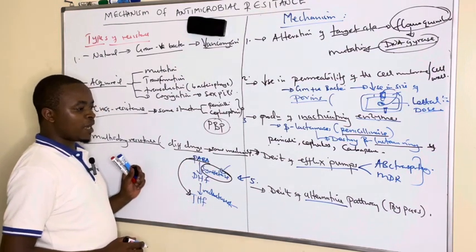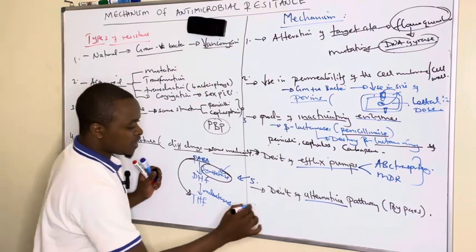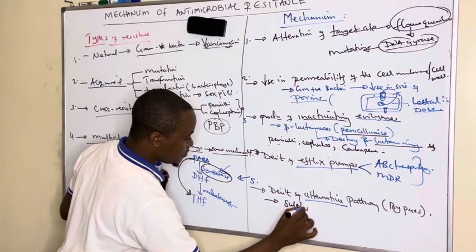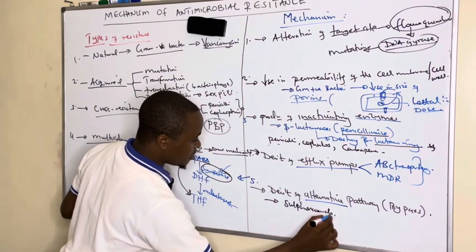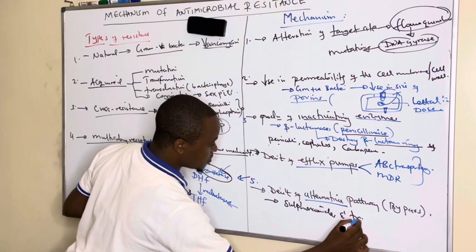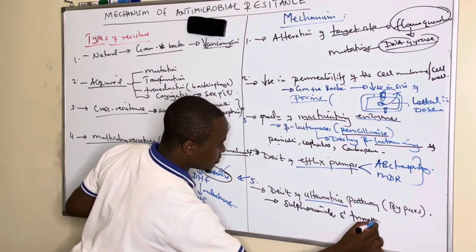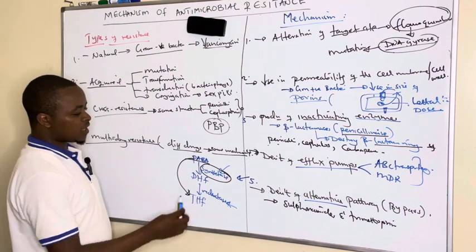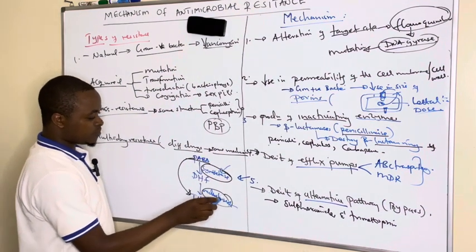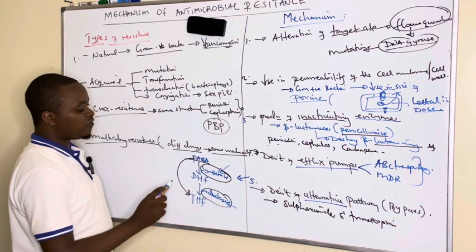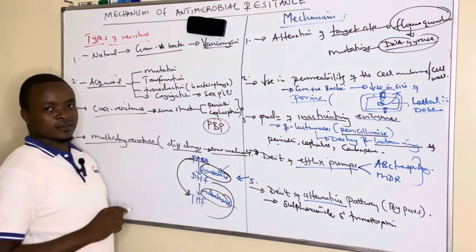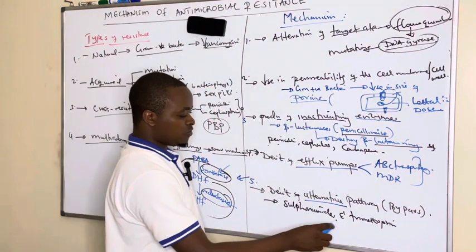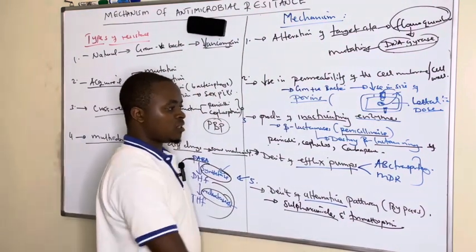This is what you're calling bypass mechanism, peculiar to sulfonamides and trimethoprim, whereby the bacteria develop a bypass. In case a drug was targeting this step, the bacteria develops a mechanism of skipping it, and it continues to survive in the presence of that drug, peculiar to sulfonamides and trimethoprim.